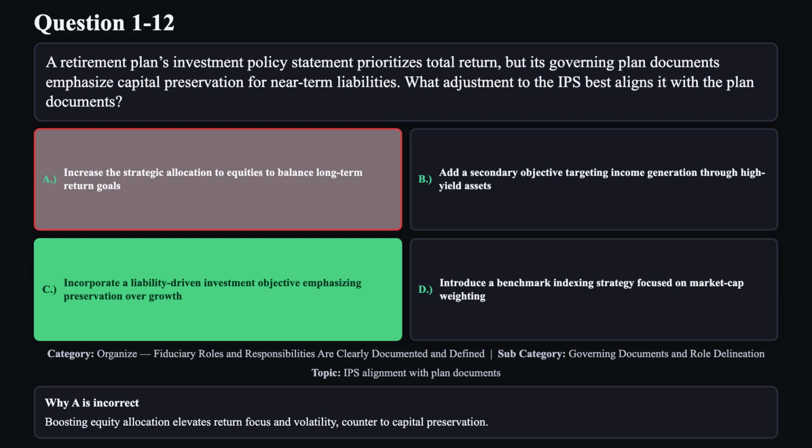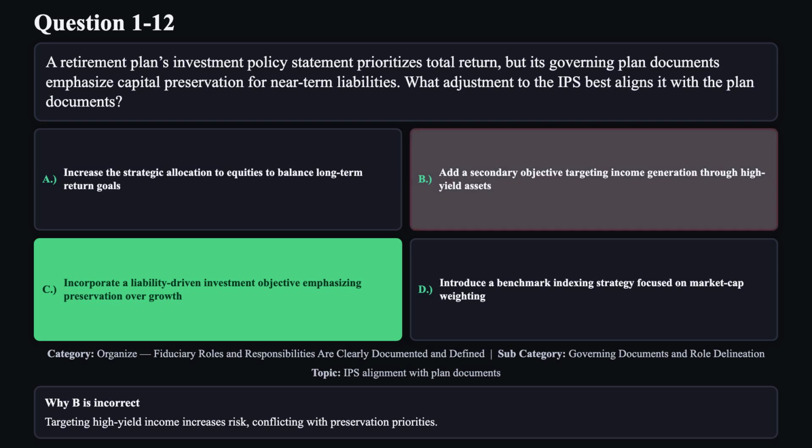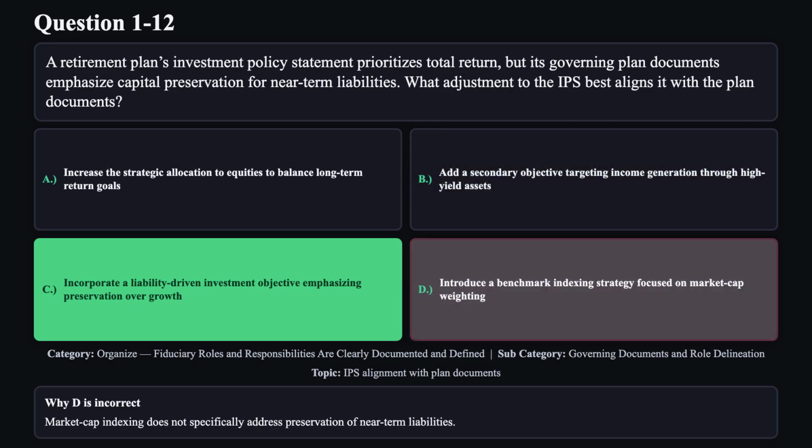Reason A is not correct. Boosting equity allocation elevates return focus and volatility, counter to capital preservation. Reason B is not correct. Targeting high-yield income increases risk, conflicting with preservation priorities. Reason D is not correct. Market cap indexing does not specifically address preservation of near-term liabilities.